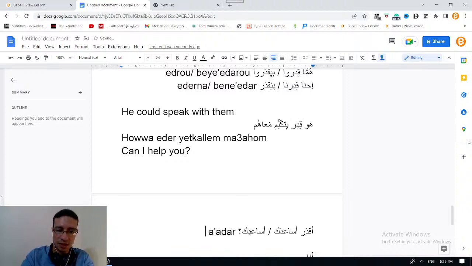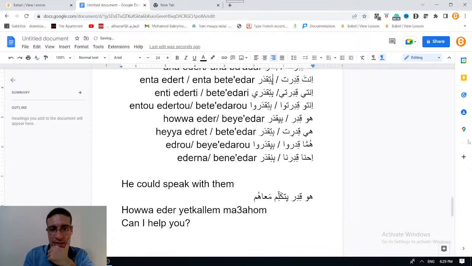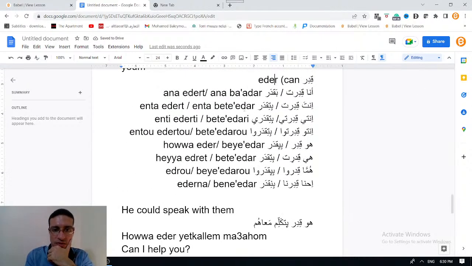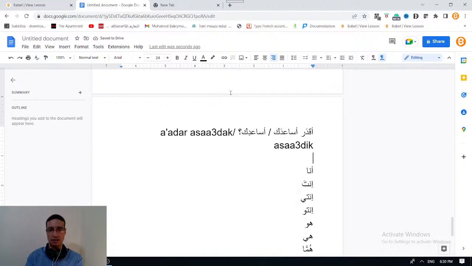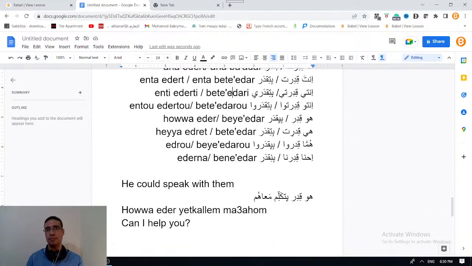أقدر أساعدك. So here the present tense of this verb is بقدر. So if you remove this ba, it's أقدر. In some cases in the present tense we don't start with ba, so we remove the ba. So it's أقدر with أنا. With أنت, instead of بتقدر it's تقدر. أنتي بتقدري, I can say تقدري, and so on.